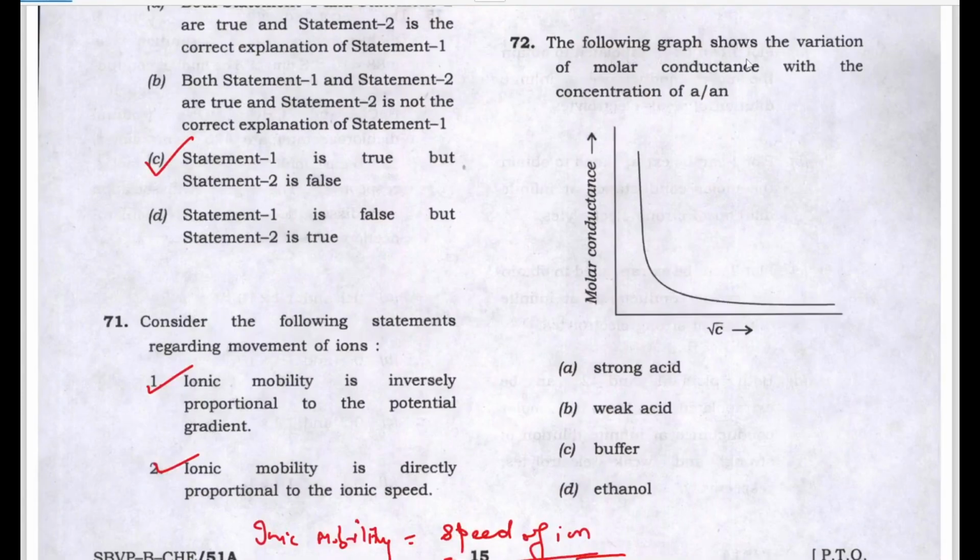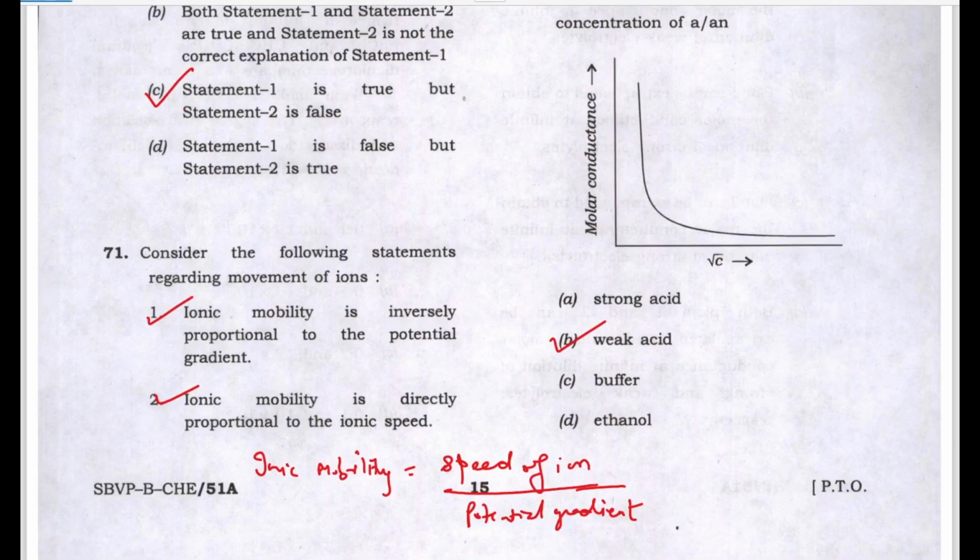The next question is, the following graph shows the variation of the molar conductance with the concentration. The correct answer of this question is B, that is weak acid. We had already done a similar question in the Geo-Scientist 2023 exam, and this question is repeating here also. So the correct answer is B.